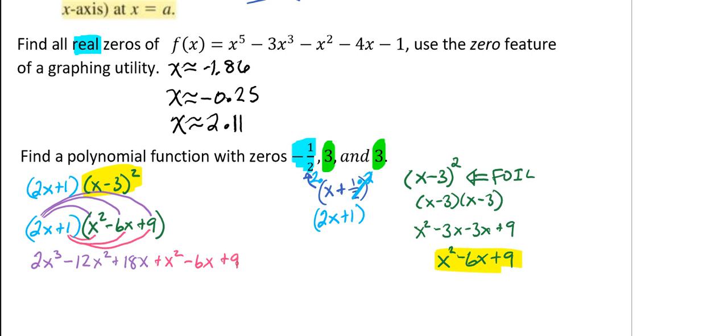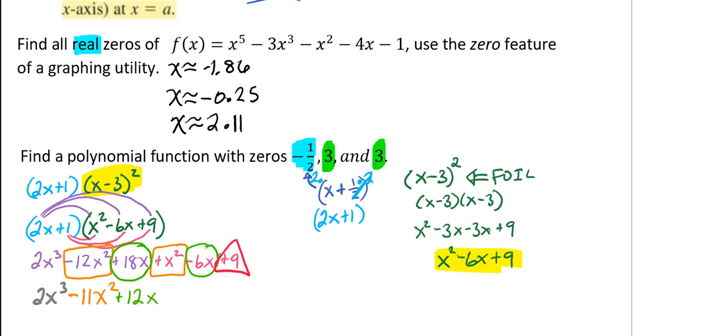And now we just need to combine our like terms. Looking at this, there's not another 2x to the third, so we can write 2x to the third down. But we do have a negative 12x squared and a positive 1x squared. That's going to leave us with a negative 11x squared. Then we have an 18x and a minus 6x, so that's going to give us a 12x. And lastly, we have our plus 9. There's nothing to put with that one, so we can put it there.